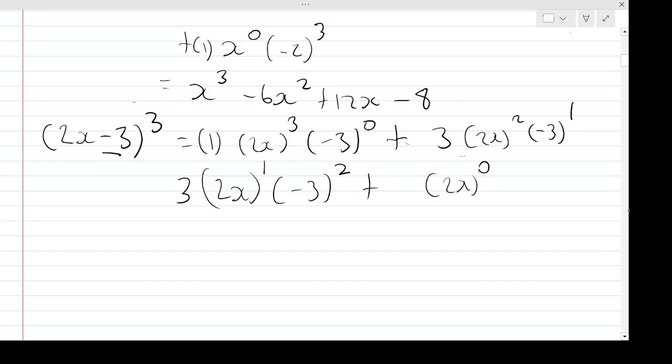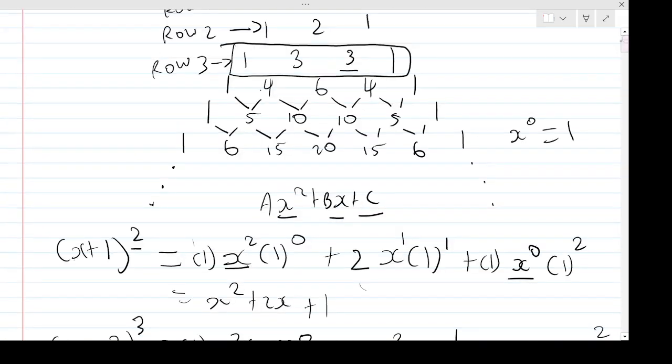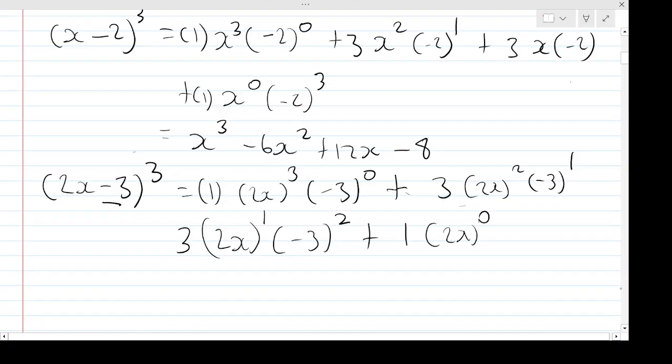And so lastly, we have no x, right? So it'd be 2x to the 0, and the coefficient would be 1, right? That's the last term. 1, 2x is 0. And then the minus 3 would have to be cubed to get 3, because 0 and 3 gets us 3. Okay, there we are. So then if we simplify, do the brackets.